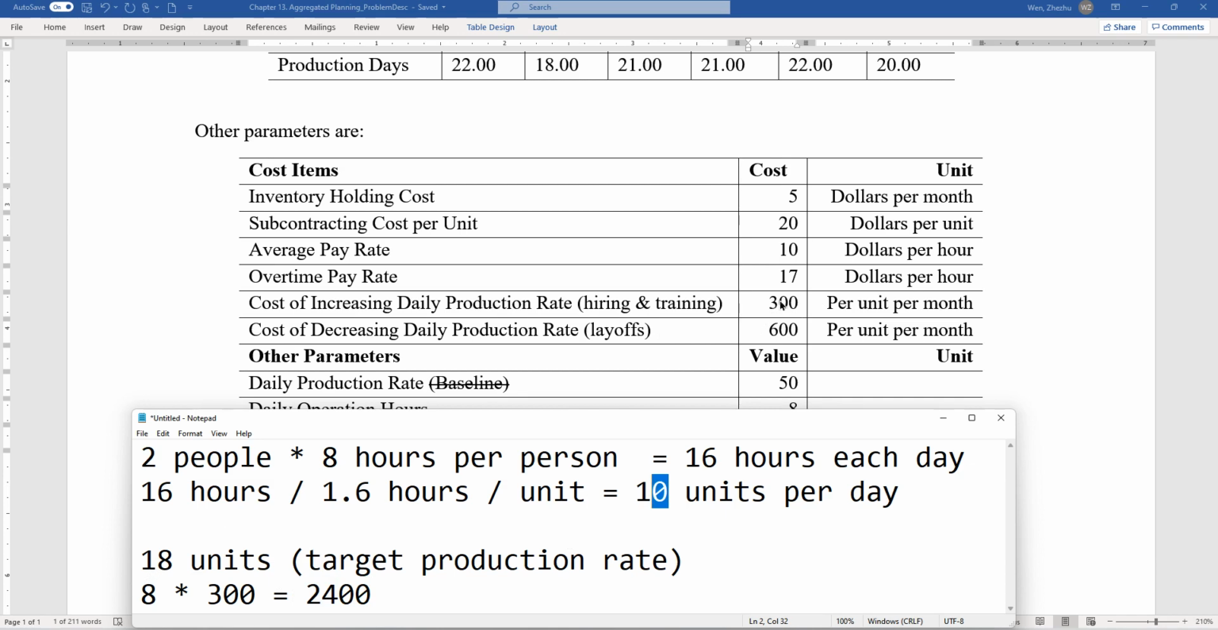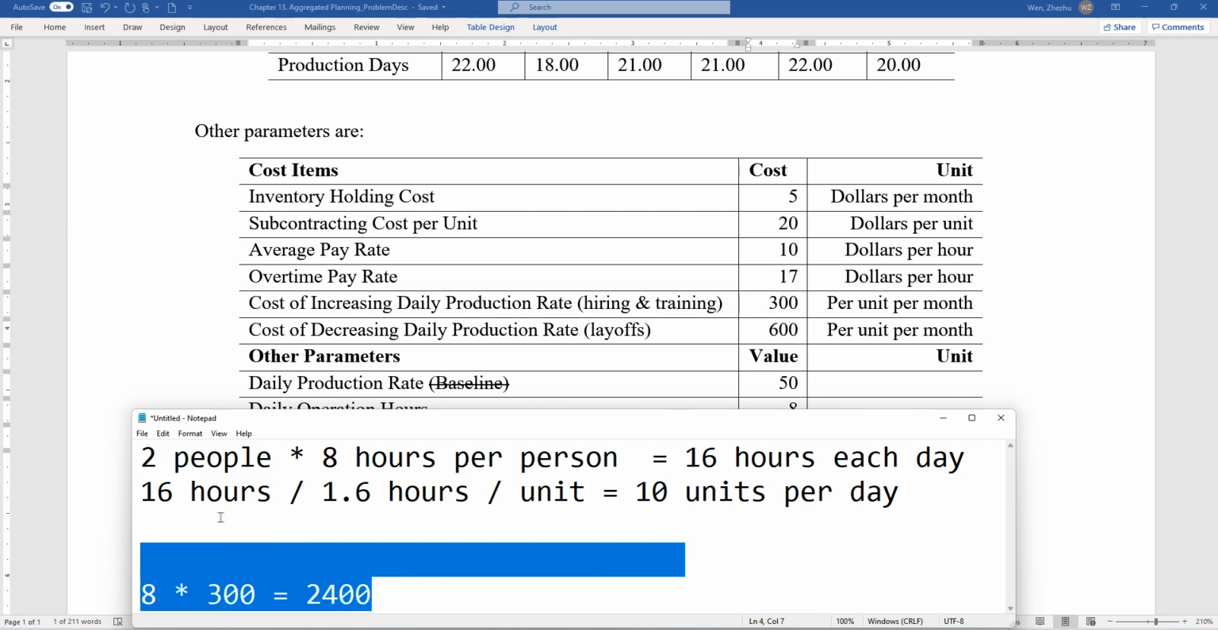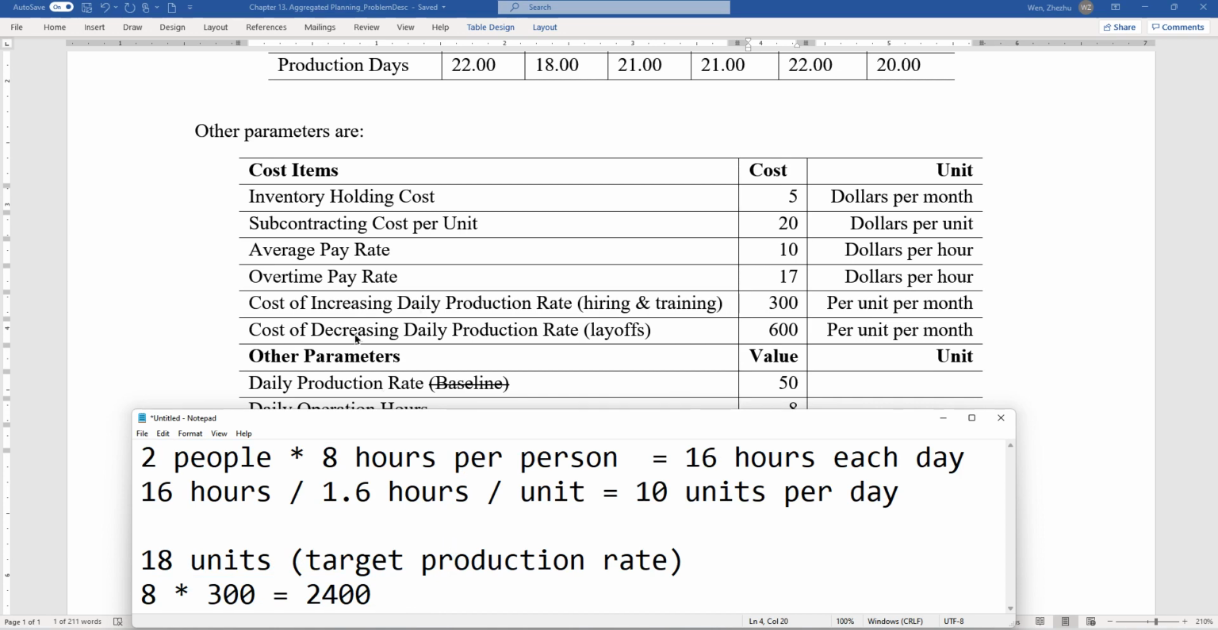So this way of providing information is convenient because you don't have to think about how many people I need to hire. From that sense, it's convenient, but it may not be very intuitive for you. So I thought that it would be nice to break it down so that you can understand it better.